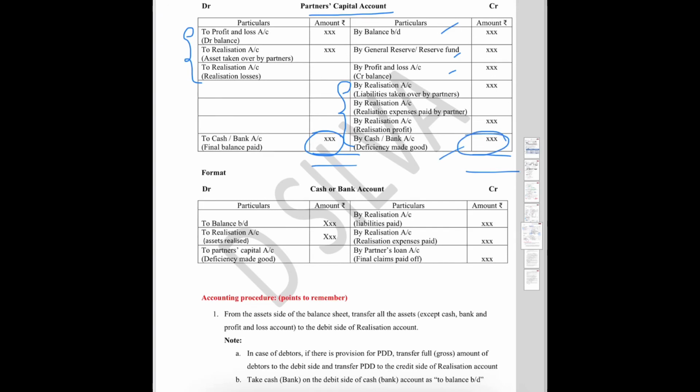The journal entry 11, you can read it to understand how this is being passed. Format for cash or bank account, you will bring down the balance reflecting in the balance sheet. Likewise, you need to follow realization account and partners capital account in order to pass these two transactions.